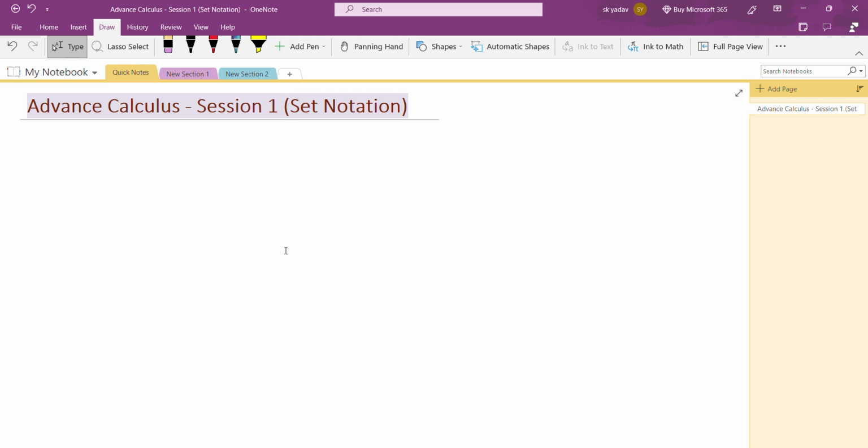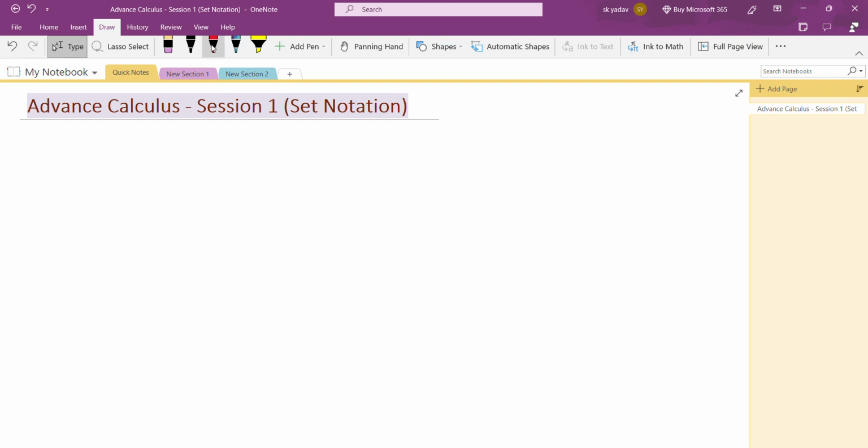Today we are going to start with a session. The session will be talking about the set notation. So today we are discussing what exactly the advanced theory of calculus is. But before starting with the advanced one, we'll discuss a few basic terms and things we are going to use. So we are discussing about sets. So let's start with the set.